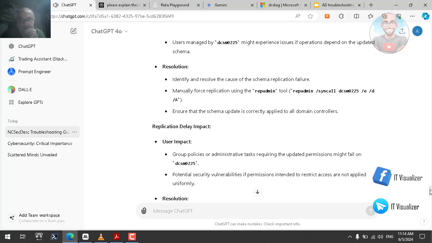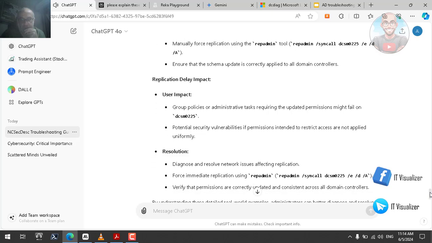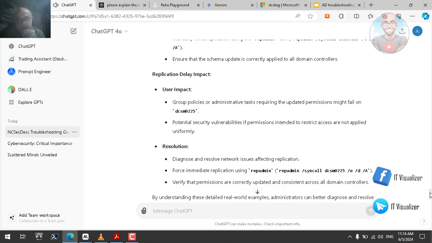Replication delay impact, user impact. Group policies or administrative tasks requiring the updated permissions might fail on DCSM 0225. There are potential security vulnerabilities if permissions intended to restrict access are not applied uniformly. Resolution: diagnose and resolve network issues affecting replication.